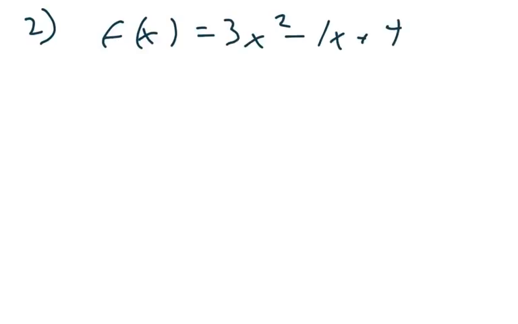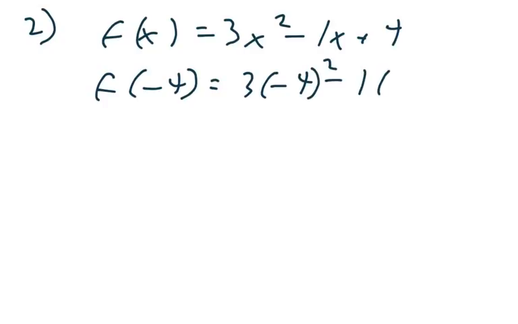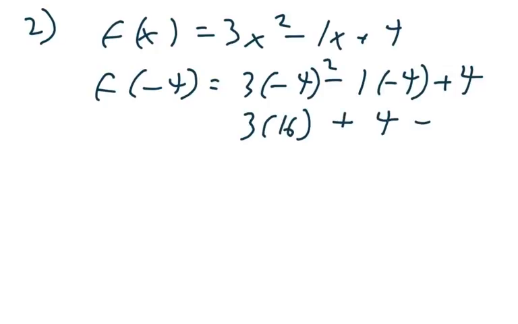So, for example number 2, it sort of asks us to do the same thing. If I had f of x equals 3x squared minus 1x plus 4, and I did f of -4, we got 3 times -4 squared minus 1 times -4 plus 4. 3 times 16 plus 4, because 2 negatives make the positive. And of course, that turns out to be 56.